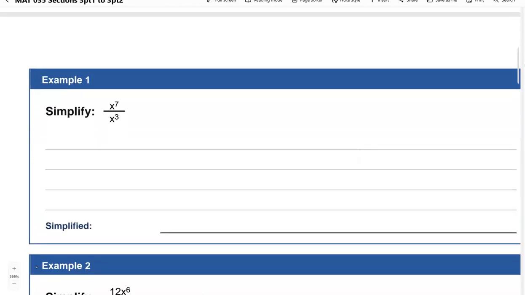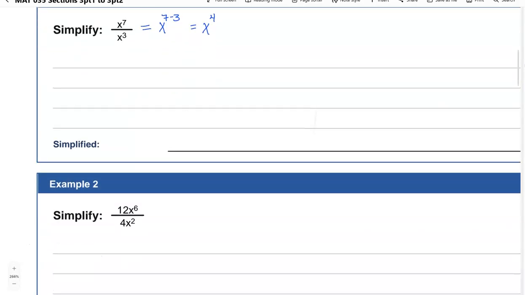The next one, we have x to the 7th over x cubed. When we divide and we have the same base, we're going to subtract the exponents. And remember, it's going to be your top exponent minus your bottom exponent. So this is going to reduce to x to the 4th.